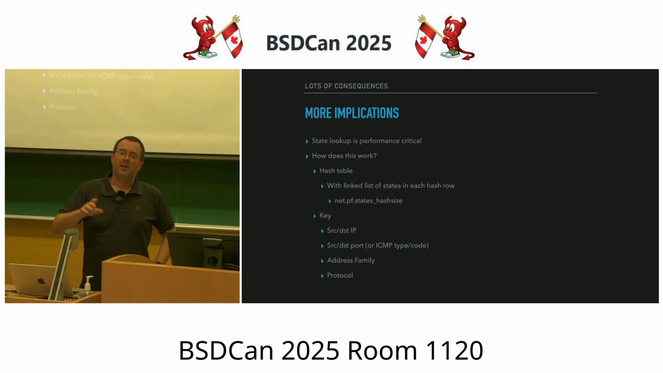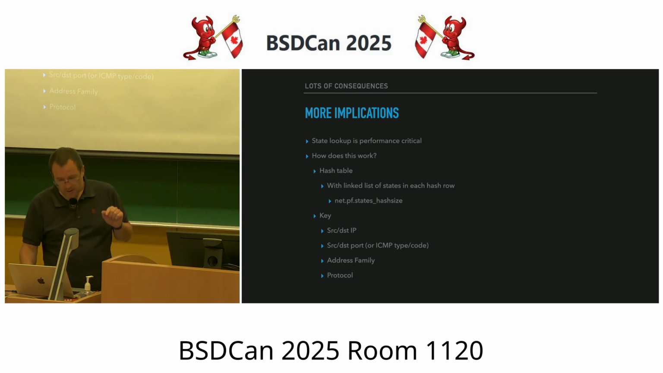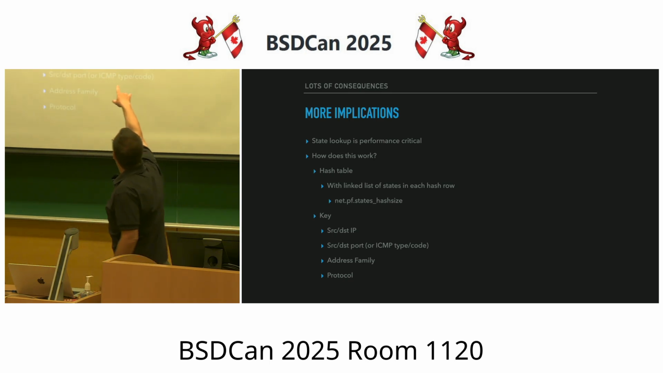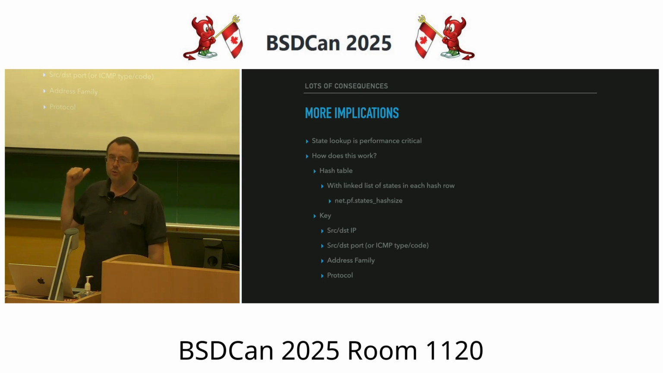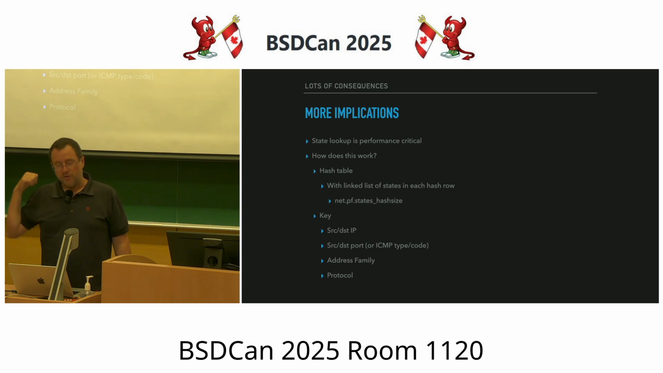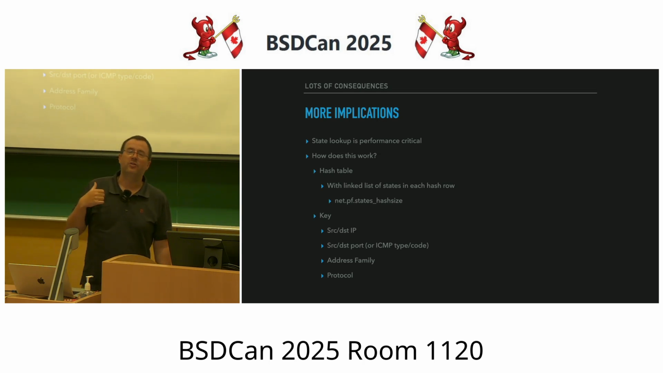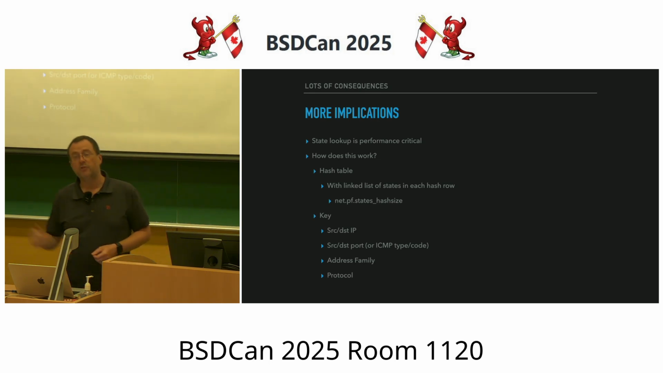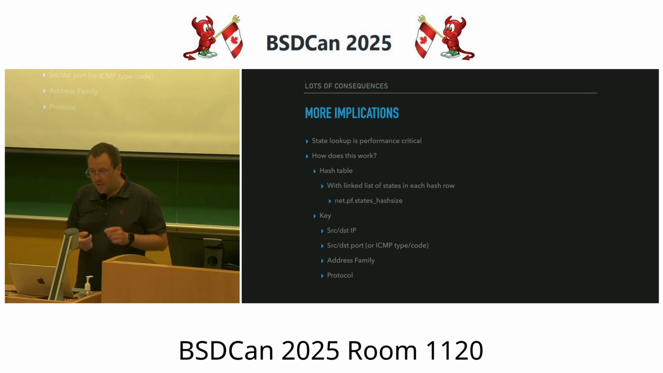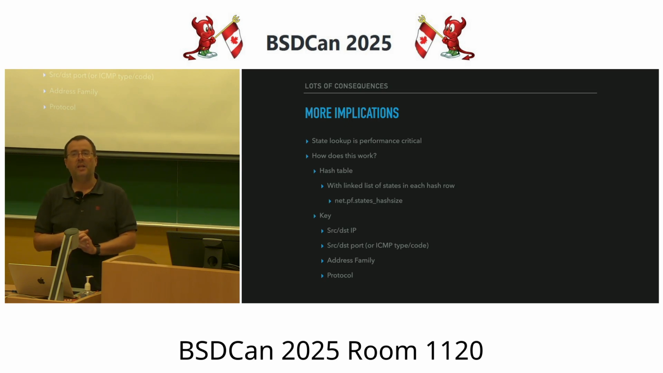You're going to be okay if you have 2, 4, even 10 states in a row. It'll probably be okay. But if you have 1,000 times more states than you have rows, you're going to see your performance start to crater. There's a tunable for this, net.pf.states_hashsize, so you can't change that at runtime. You do need to reboot to apply it. If you set it too large, there are downsides. You're going to use more memory, but memory is cheap and I don't have to pay for your memory, so set that large enough.